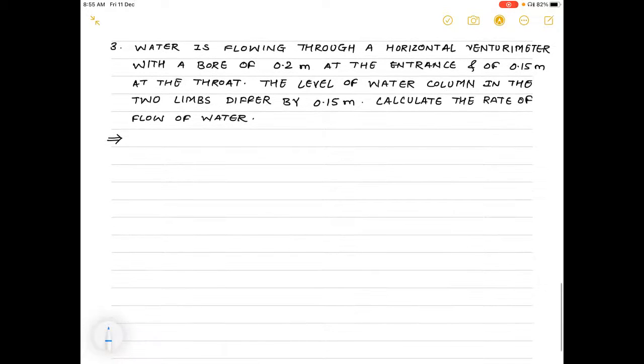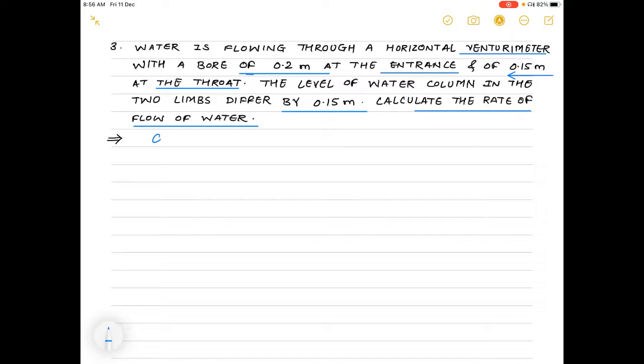Now the question is, water is flowing through a horizontal venturi meter with a bore of 0.2 meter at the entrance and of 0.15 meter at the throat. The level of water column in the two limbs differ by 0.15 meter. We have to find out the rate of flow of water. So for this we have to remember what a venturi meter is and how it works.